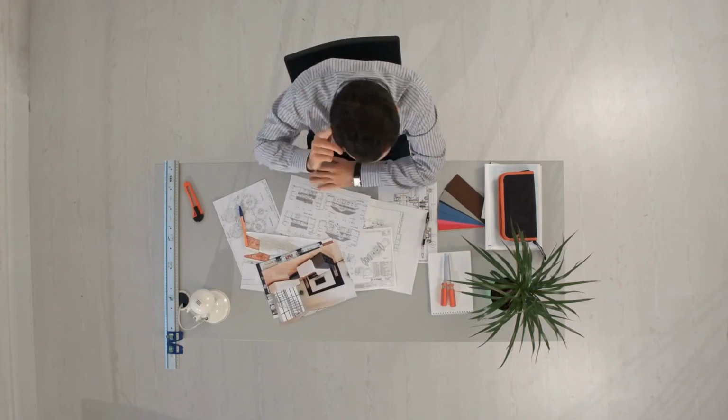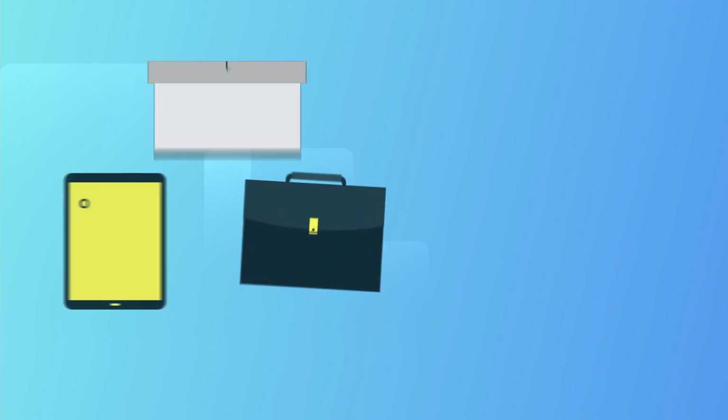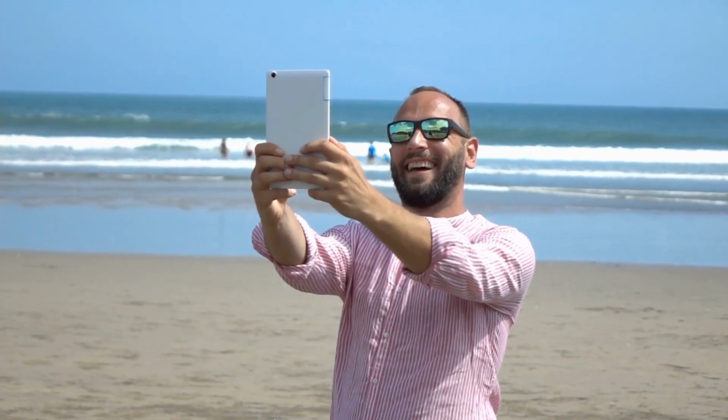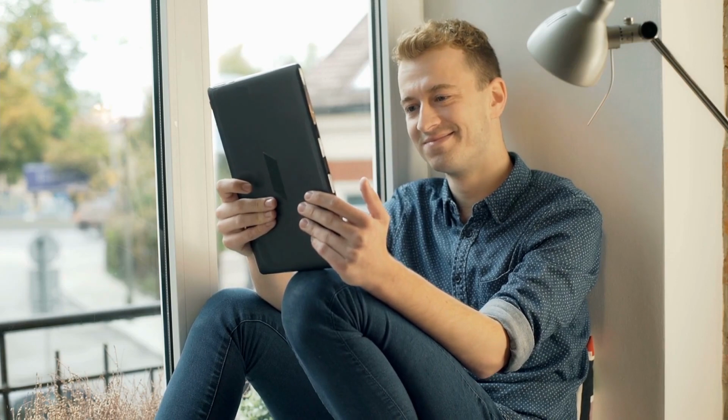Now, when it comes to step number 2, you're going to make your content pillars. All you're doing here is choosing 3 to 5 big topics that you want to talk about. What this does is it makes sure that you don't bore your audience with the same type of content over and over again. You want to keep your content fresh, and having 3 to 5 pillars ensures that you're staying focused on what your audience cares about without getting too far off topic.